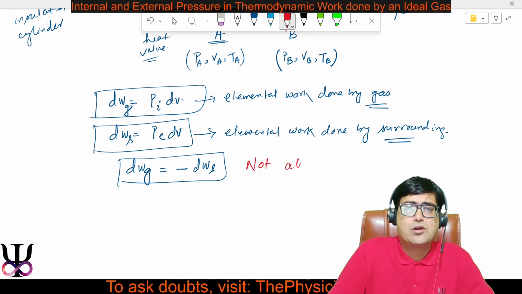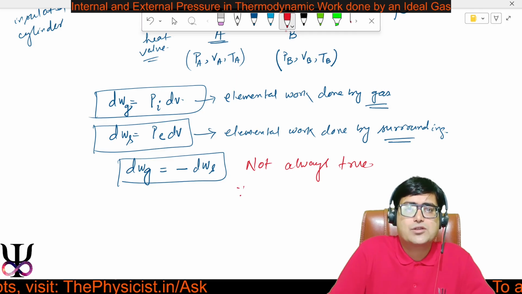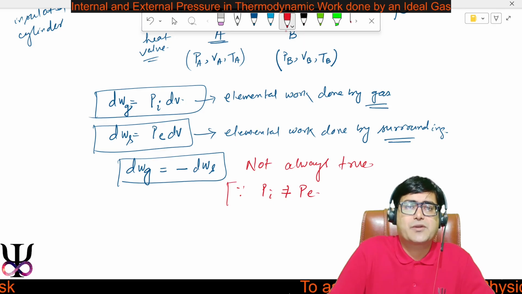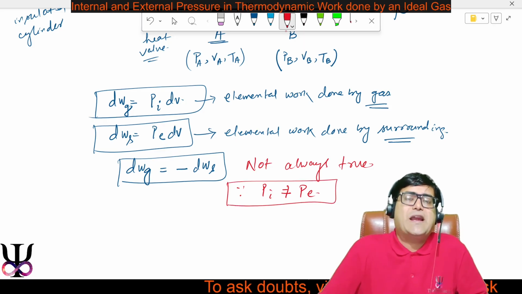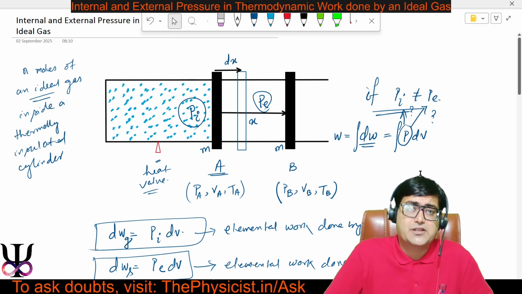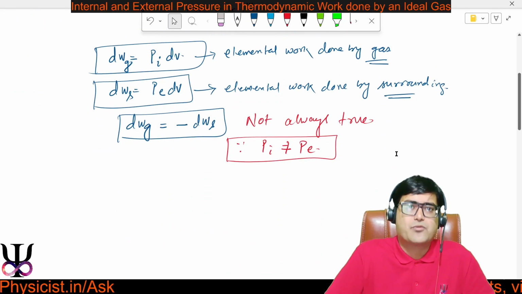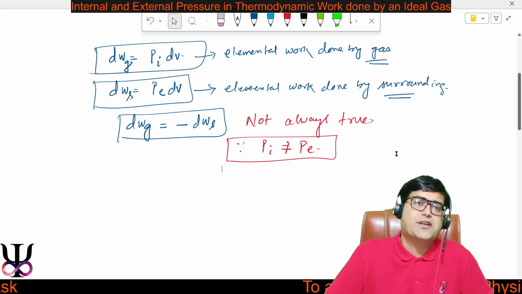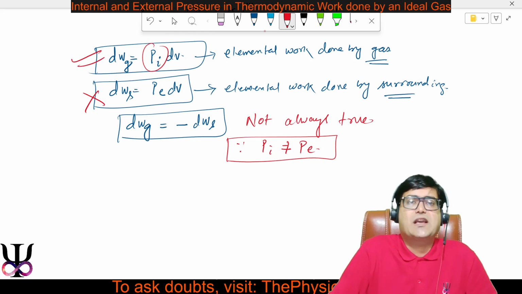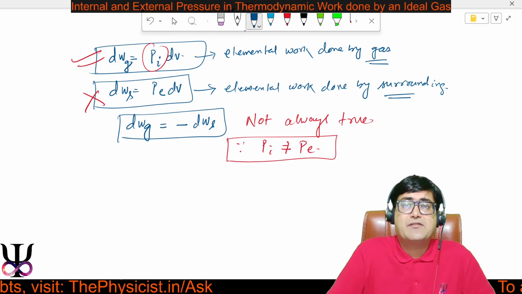This is not always true. Why? Because the internal pressure is not always equal to the external pressure. These two pressures might not always be the same. They are the same or almost the same in certain processes we will discuss, but not in general. So which pressure are we going to consider? Let me make it very, very clear to you at this stage that it is always the internal pressure, never the external pressure.